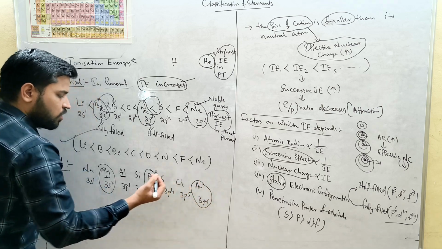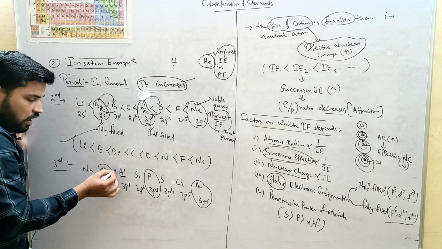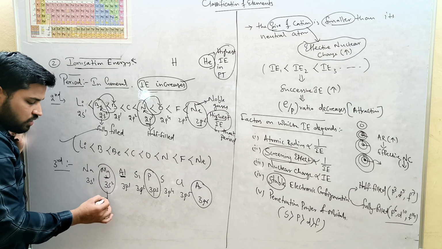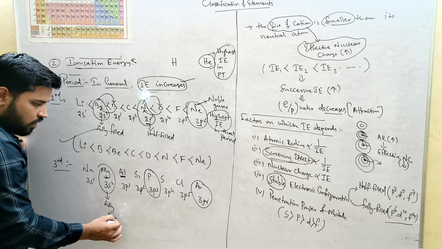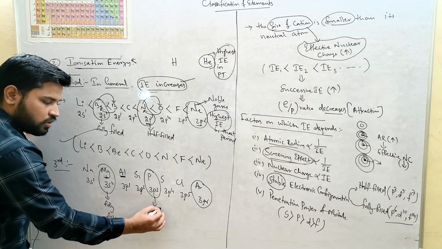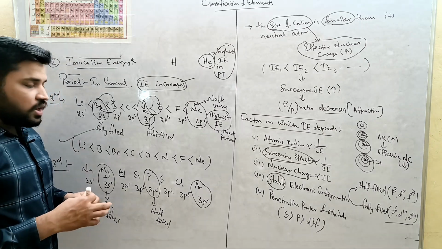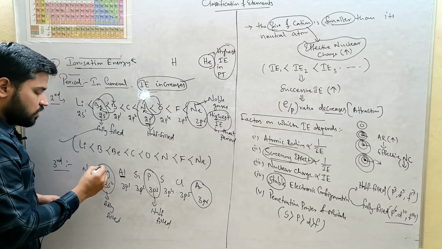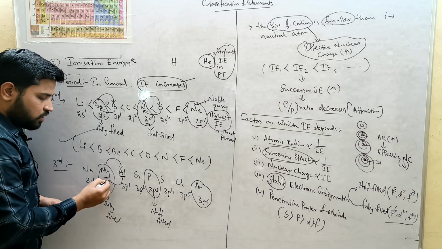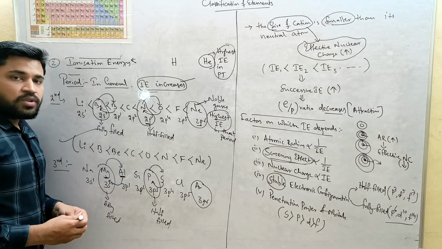So in this case, we can see there will be an alteration, that is magnesium, since it is fully filled, and phosphorus, which is half filled. So they are highly stable. Due to this stability, the ionization energy will increase, because removing that electron will be highly difficult. So there will be a reversing of the trend.